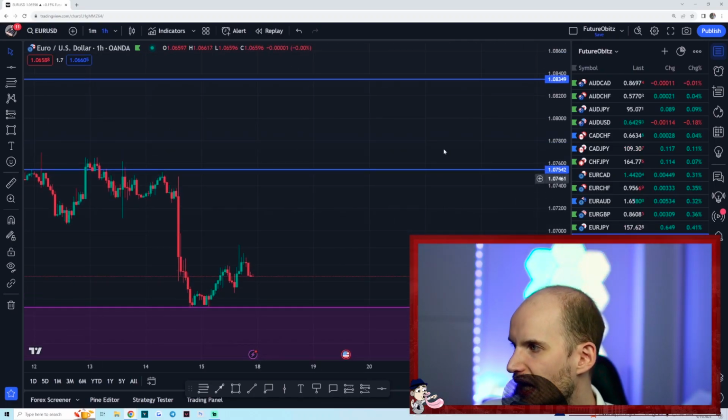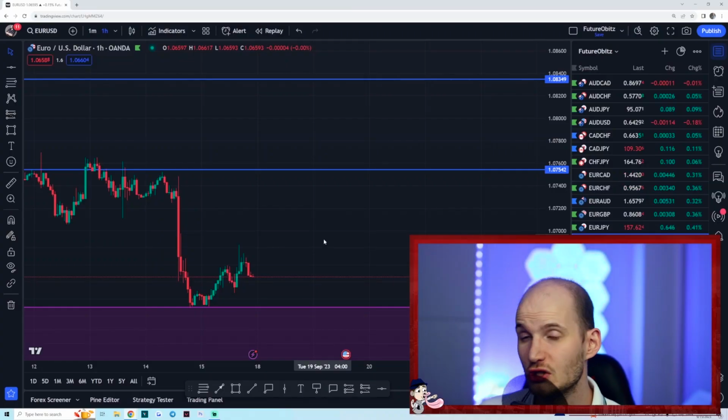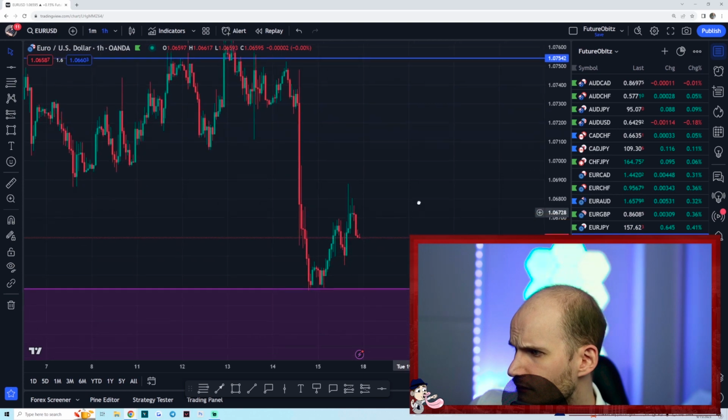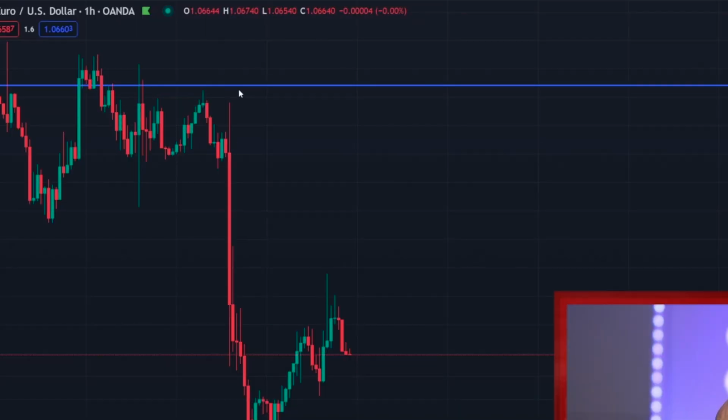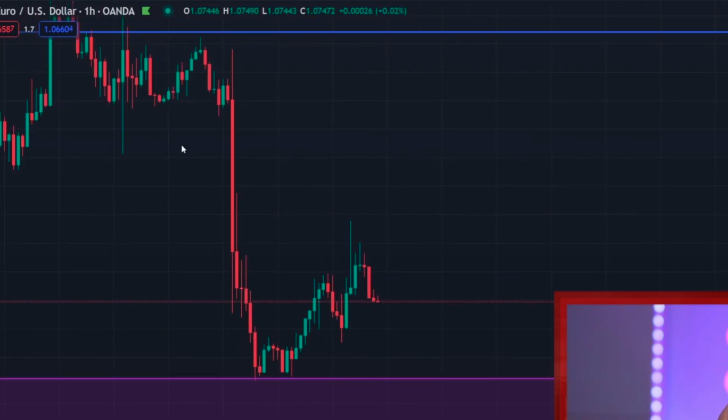So we call this area here an area of interest. There is a certain value within this area that we want to trade between these supply and demand zones, also called support and resistance zones. So the resistance is here, the support is here. So what will I do?